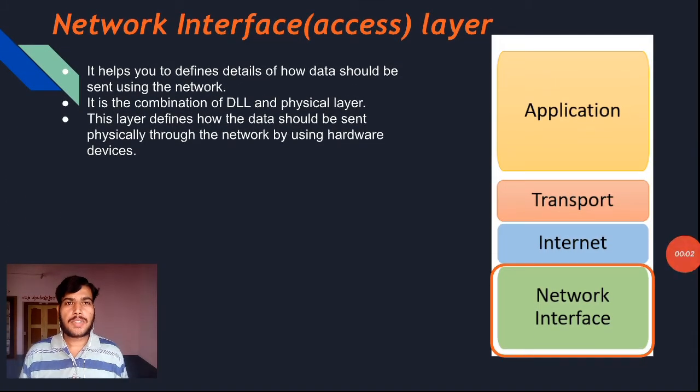The last layer is the network interface layer, which is also called the network access layer. It is the combination of the data link layer and the physical layer, which we discussed in the OSI reference model. This layer defines how the data should be sent physically through the network by using certain hardware devices. It might be connection oriented or connectionless.